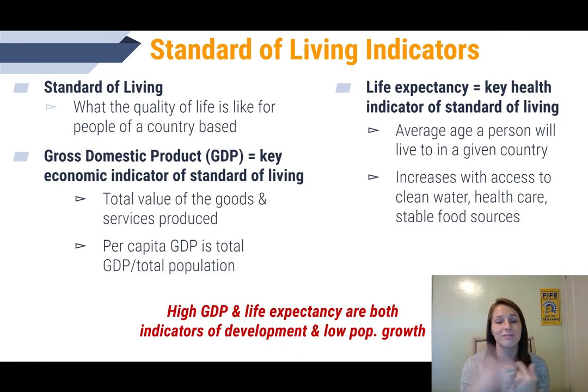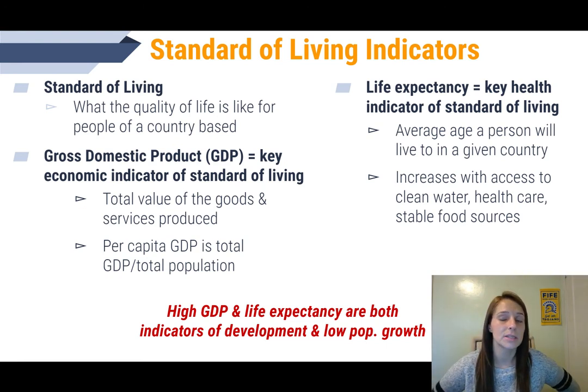So we divide it by the total population to find out, if we were to take the entire wealth of that population and divide it per person, if you have a higher per capita GDP, that's going to tend to mean that people have more income and they're going to tend to have a higher standard of living.